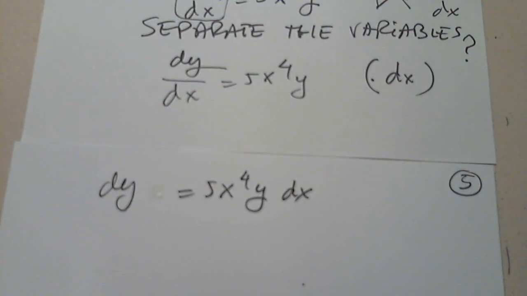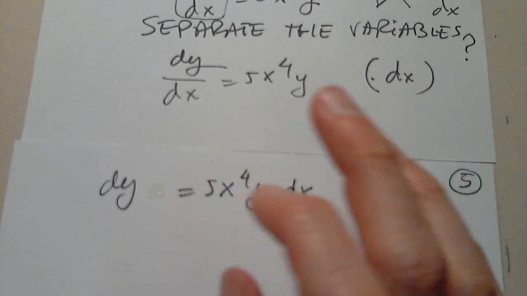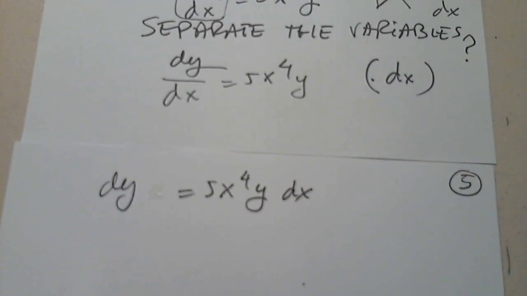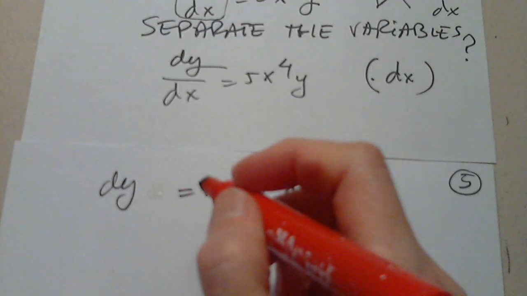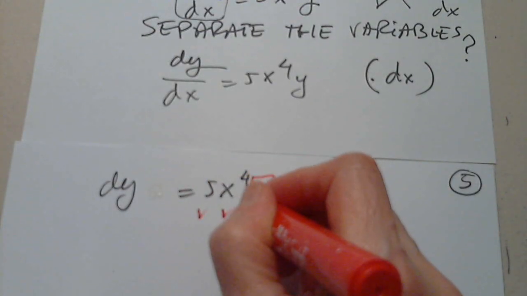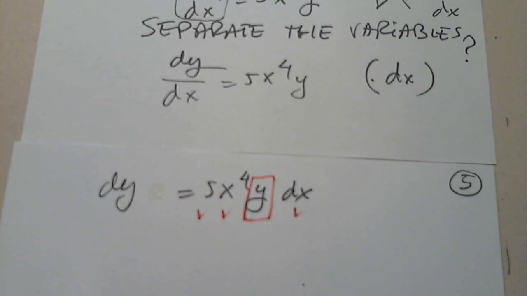What do I mean by not there yet? Well, 5 is okay to be on the right-hand side. x to the 4th is okay to be on the right-hand side. dx is okay to be on the right-hand side. But y is not okay to be on the right-hand side. So this is okay, this is okay, this is okay. This is not. I want it out of there, but I can't delete it or erase it.